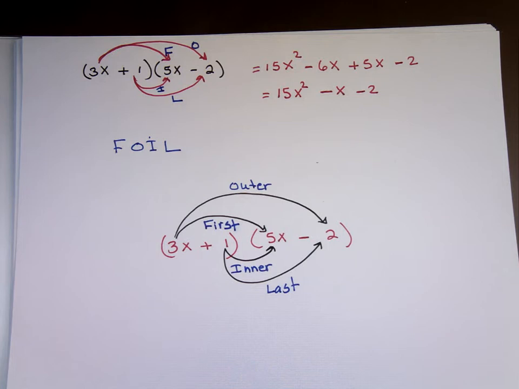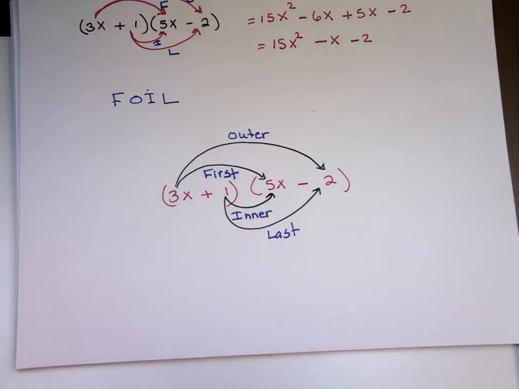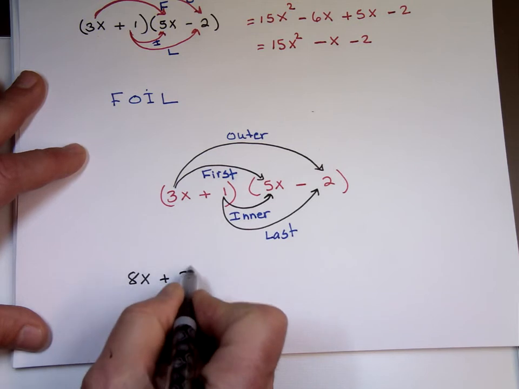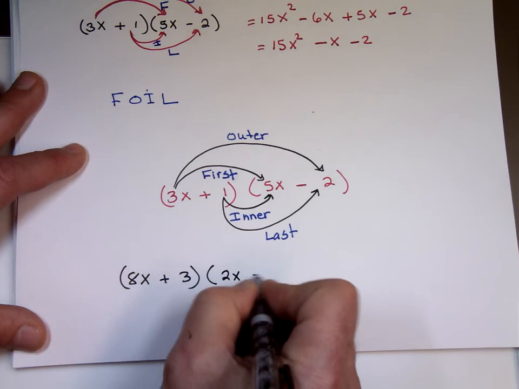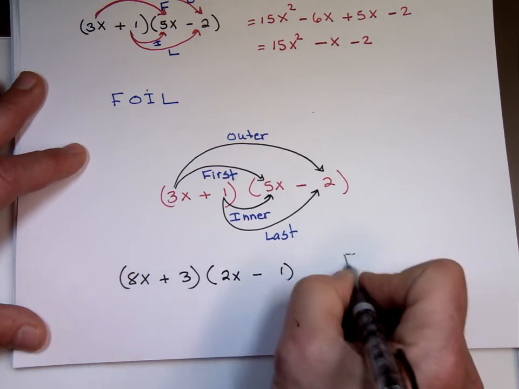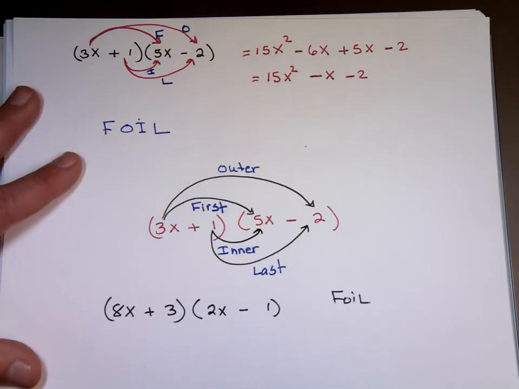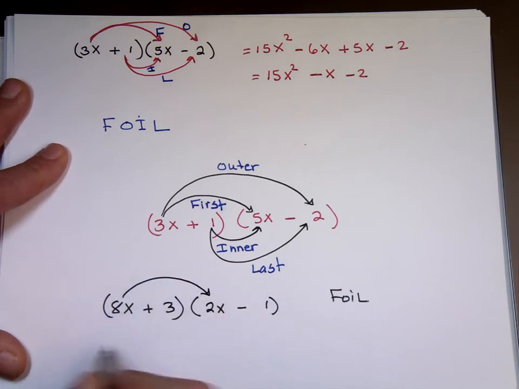Let's try another one. 8x plus 3 times 2x minus 1. Again, 2 terms by 2 terms, use the FOIL method. Which says grab the first times the first. 3x times 2x, which is what? 16x squared. Good. That's the F.